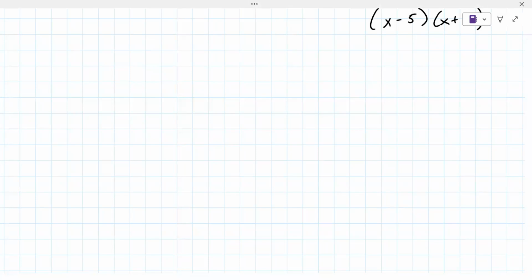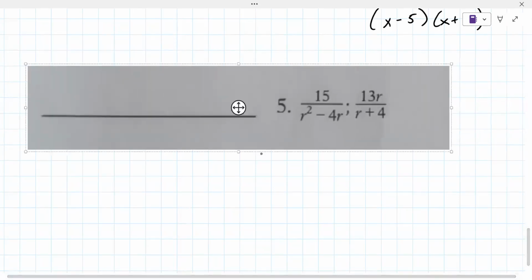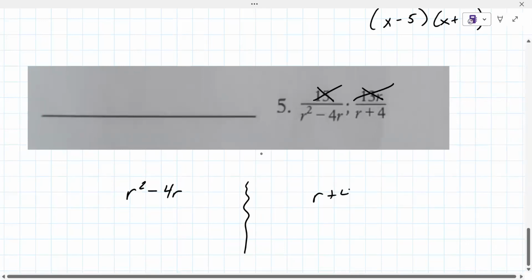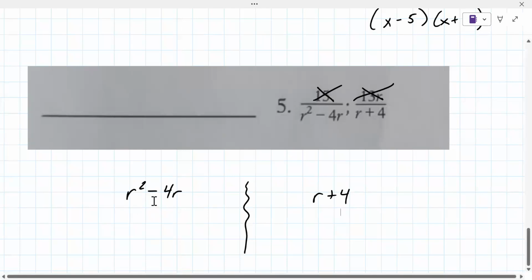Let's look at number 5 here. All right. So again, you just cross out that top. Now you typically go to the more complicated side. Which one is more complicated? The one on the left or the one on the right? The one on the left. On the left. So this is another type of factoring.